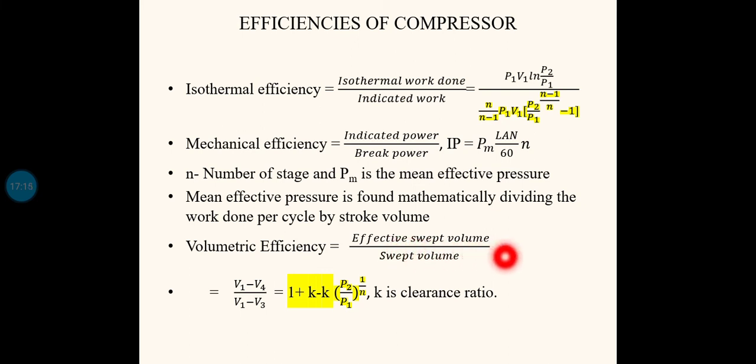Now next is volumetric efficiency, that we have already seen. It is defined as effective swept volume by swept volume. It is defined as (V1 minus V4) divided by (V1 minus V3), and it is given by 1 plus K minus K into (P2 by P1) all raised to 1 by n, where K is the clearance ratio.